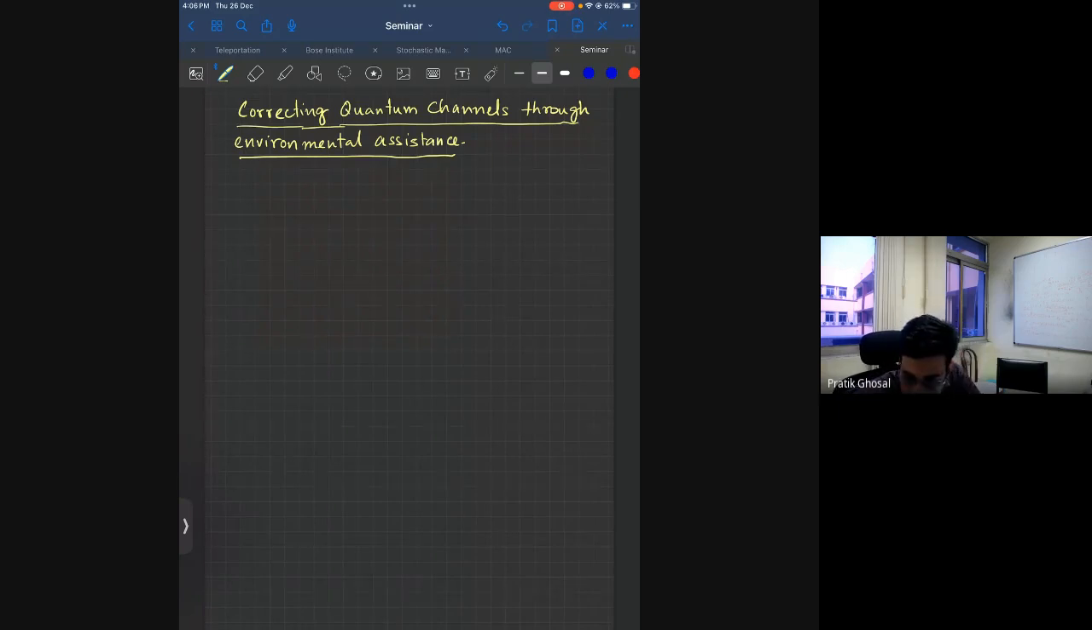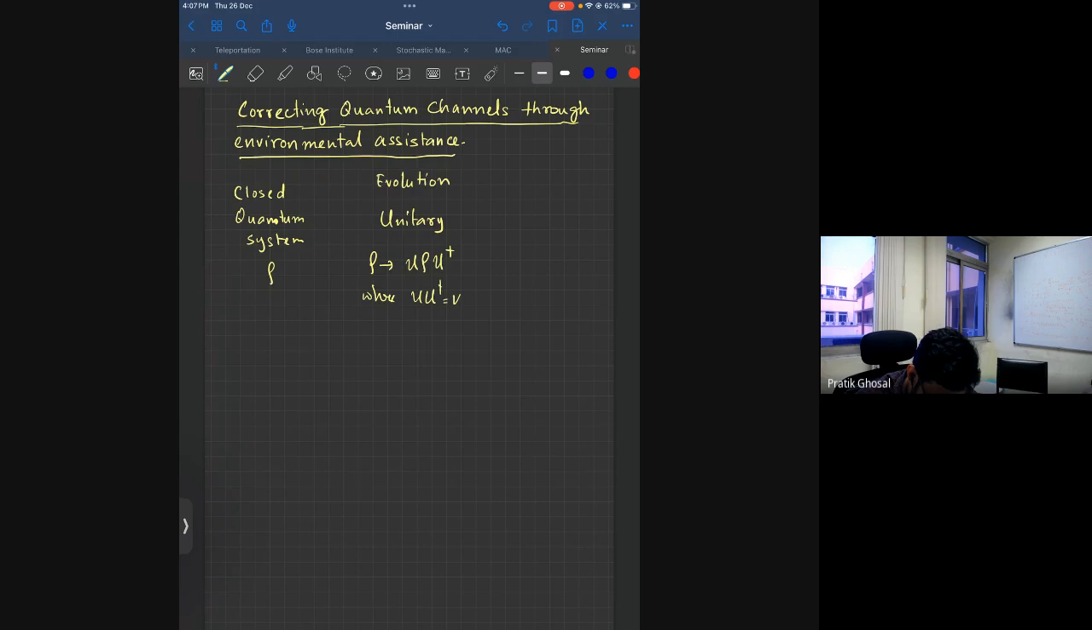So when we start reading quantum mechanics, the postulates tell us that if you have a closed quantum system, then the evolution that you are allowed is unitary evolution. Meaning, if I have a system prepared in some state rho, then the evolution is given by some unitary U rho U dagger, where U dagger U equals U U dagger equals identity.